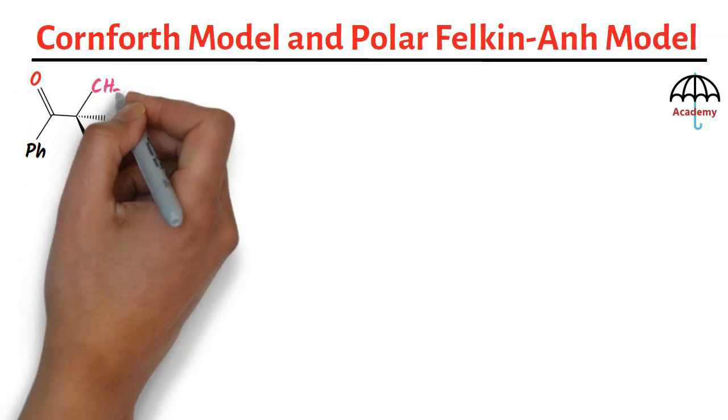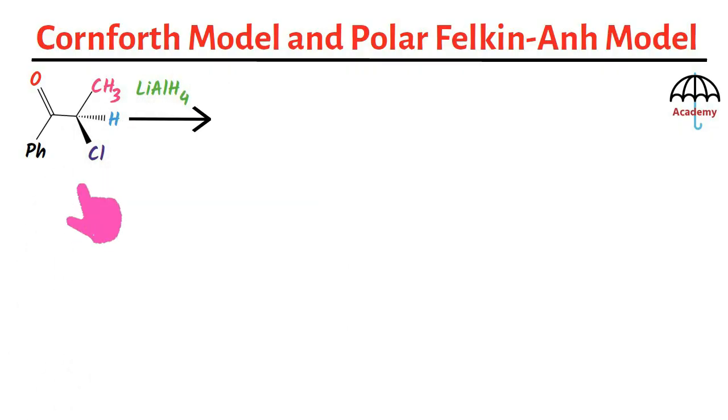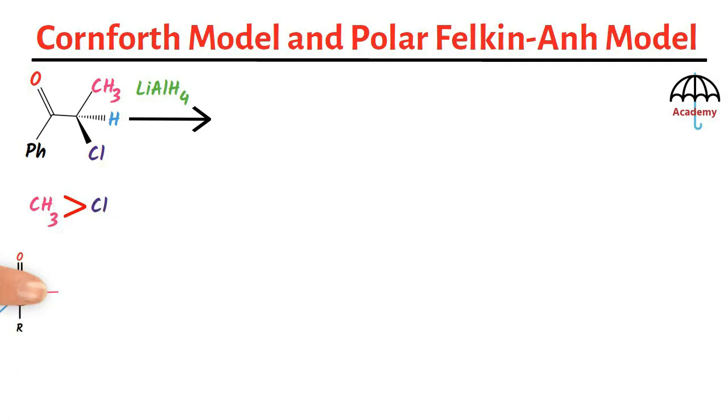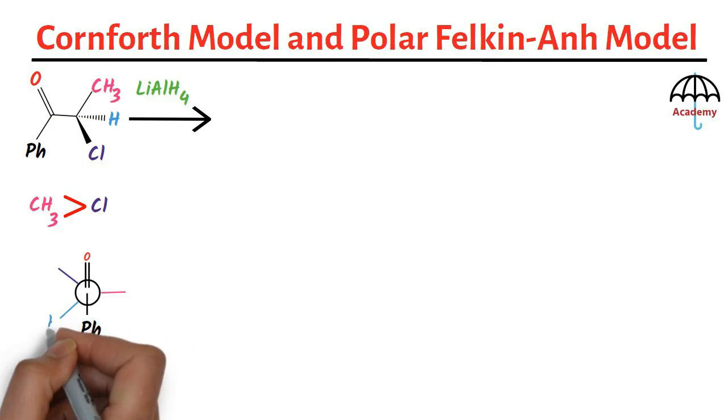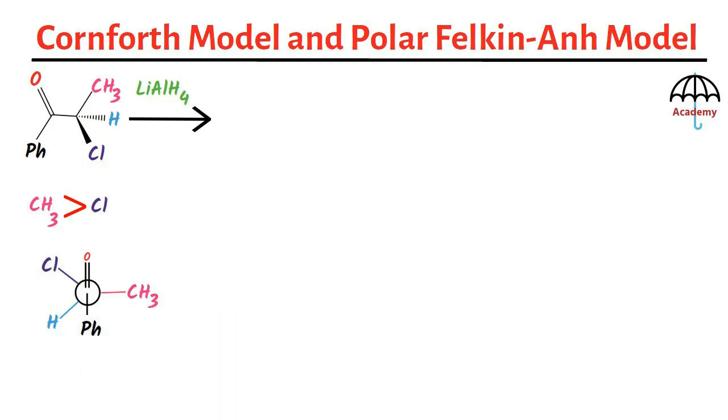Consider this ketone being reduced with lithium aluminium hydride. Notice that this ketone has chlorine at alpha carbon. It has been established by various experimental data that methyl group is significantly larger than chlorine. Thus, using Felkin-Anh model, we can write the reactive conformation like this, with methyl perpendicular to carbonyl.